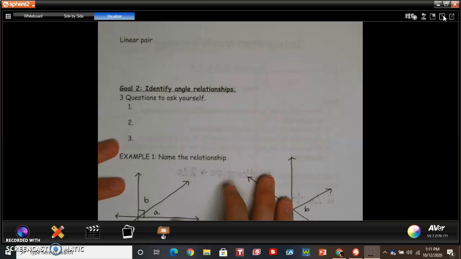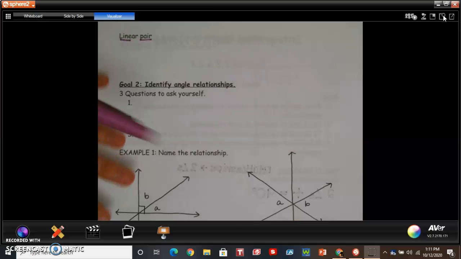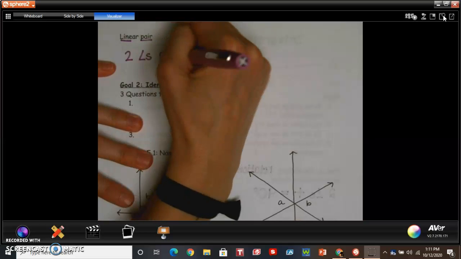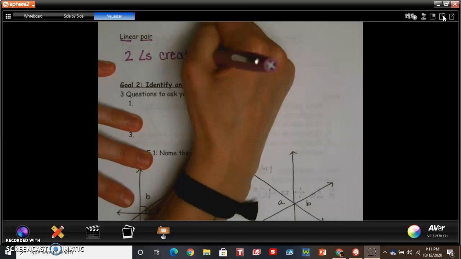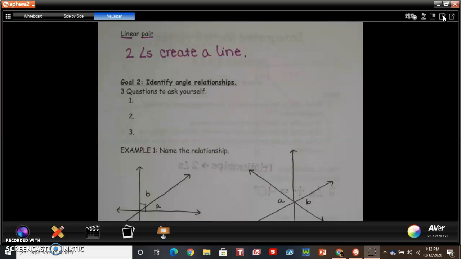All right, and I do believe we have one more vocab word, the linear pair. Keywords here are line and pair. This is whenever 2 angles create a line. All right, so those are your vocab words. Make sure you're studying them because remember they will show up on your exams. I will create a Quizlet to help y'all study for your vocab, by the way.